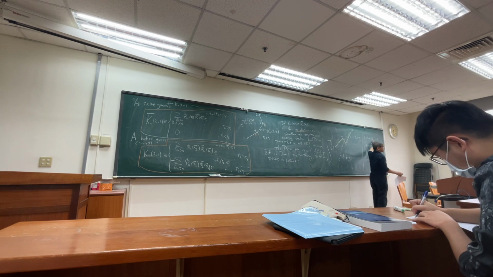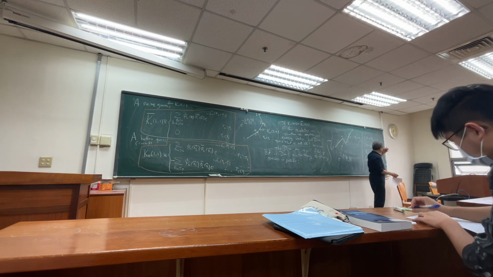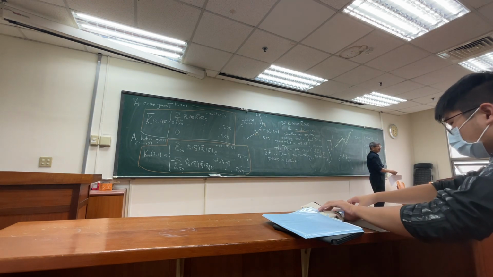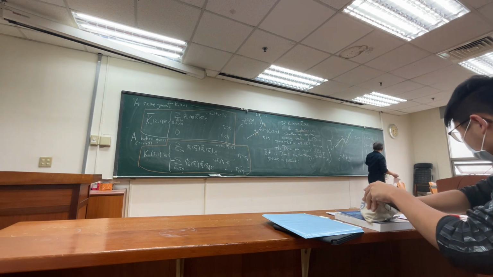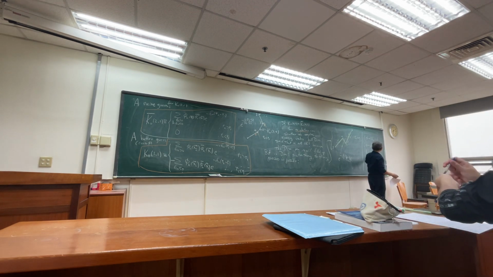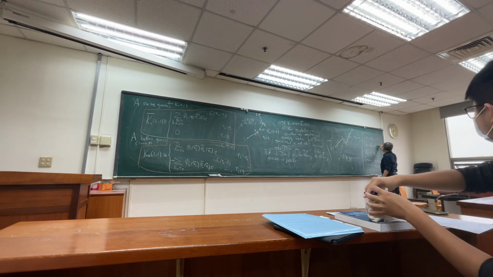Suppose that K0 is a solution. It is a possible Green's function. And suppose that K0 prime is another possible Green's function. The difference between these two is the solution to this equation, and this will be called homogeneous.